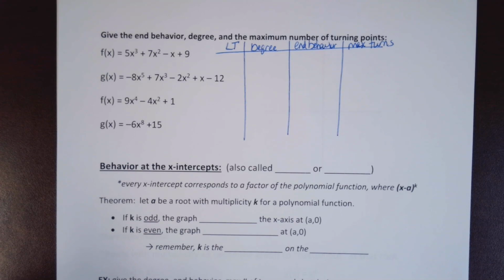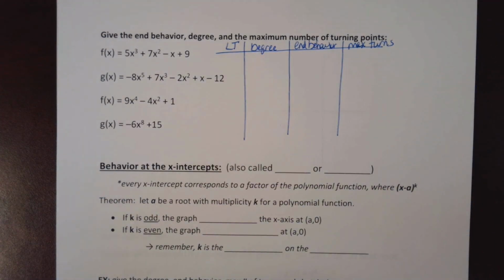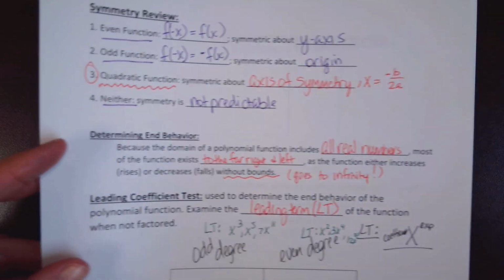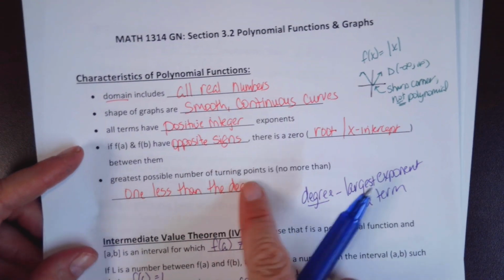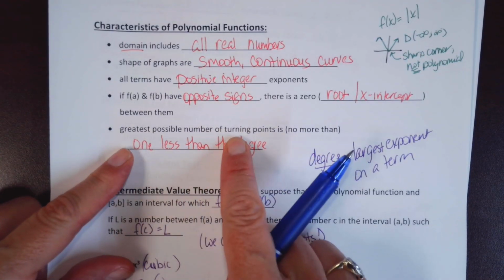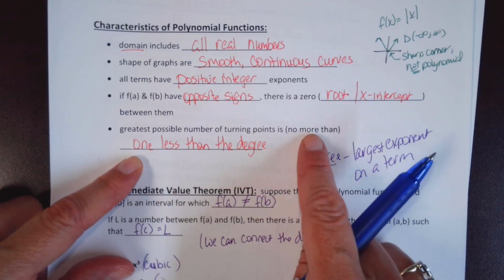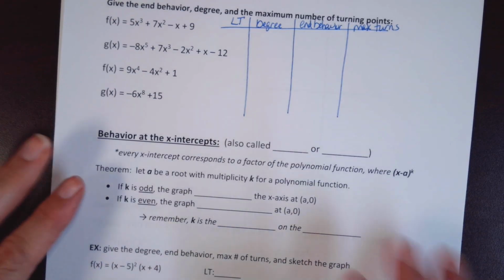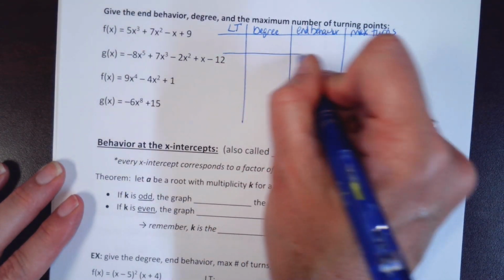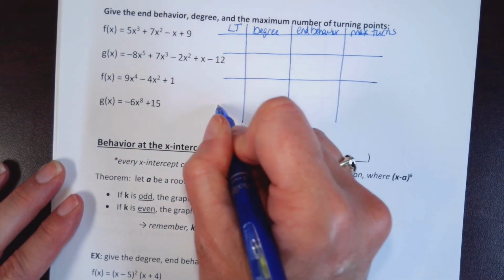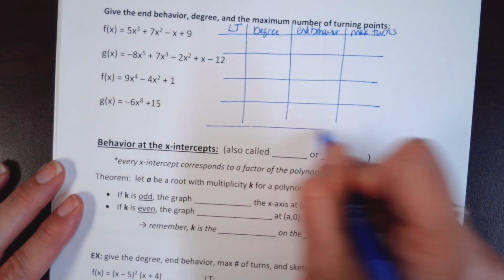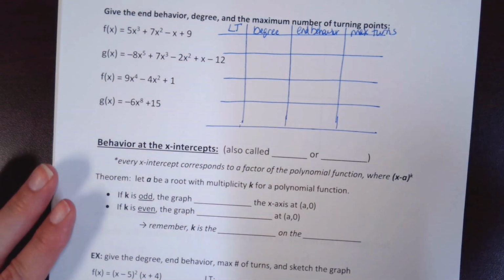Now, I don't think we've talked about how many times it can turn. Oh, we did. That was one of our characteristics back on the first page. The greatest possible number of turning points is up to 1 less than the degree, no more than 1 less than the degree. It doesn't have to turn that many times, but it can. So let's see what we've got here. We've got 4 problems. Let's fill in our little chart.